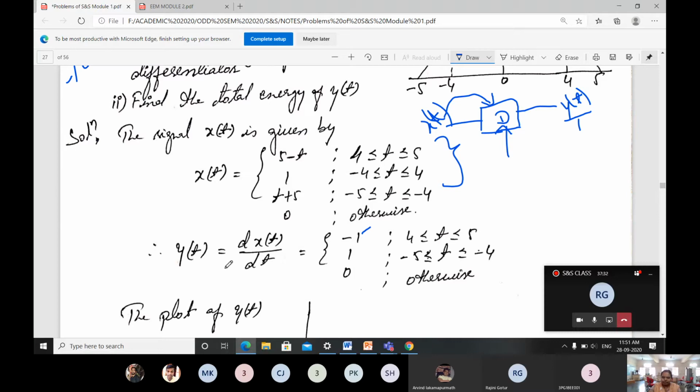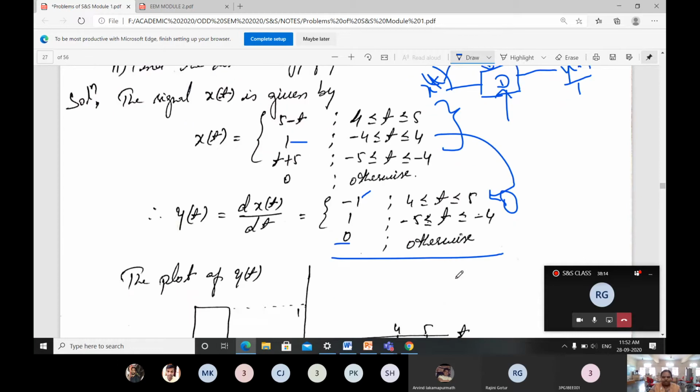Then from minus 4 to plus 4, what is the amplitude there? 1. What is the differentiation of 1? It will be 0 only. For that reason I didn't write it here. From minus 4 to plus 4, after differentiation it will be 0 only. Then from minus 5 to minus 4, that is t plus 5. After differentiation, you will get 1. Only t is there, and t differentiation is 1. 5 differentiation is 0. So for all other values, including minus 4 to plus 4, it will be 0 only. That's the last line.